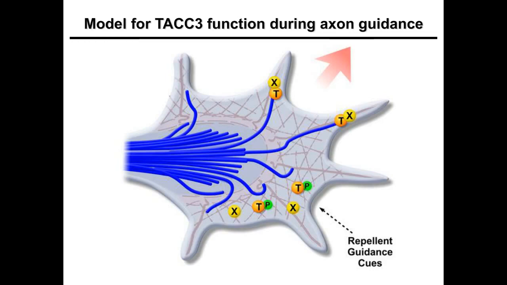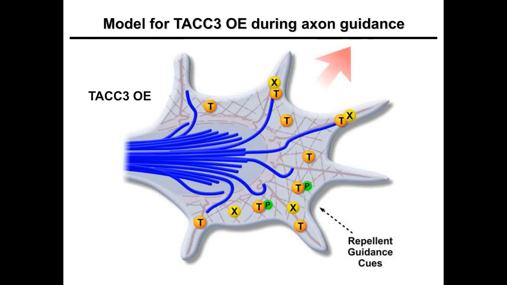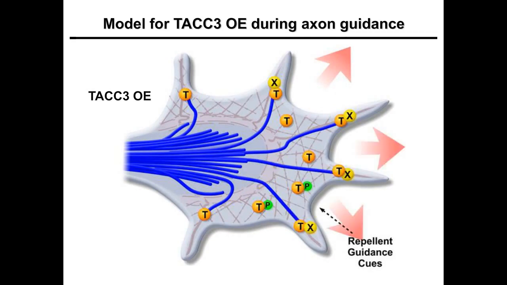But in the case of overexpression of TACC3, there is so much TACC3 overloading the system that TACC3 will bind to the plus ends even when they're not supposed to, and then promote XMAP215 localization to plus ends and microtubule polymerization. And so even though repellent cues are present, the growth cone is desensitized to that, and so you'll have axon outgrowth. And so Burcu is currently in the process of testing this model in more detail.